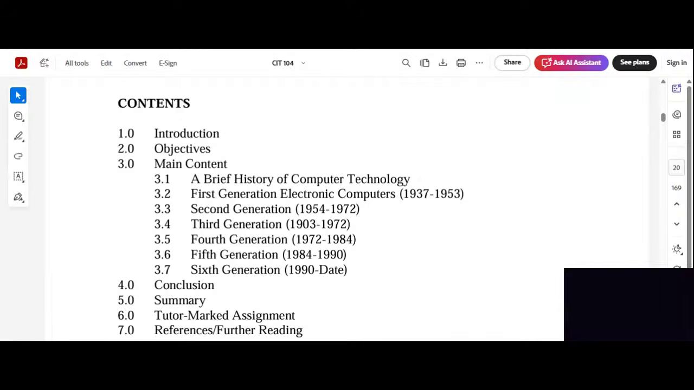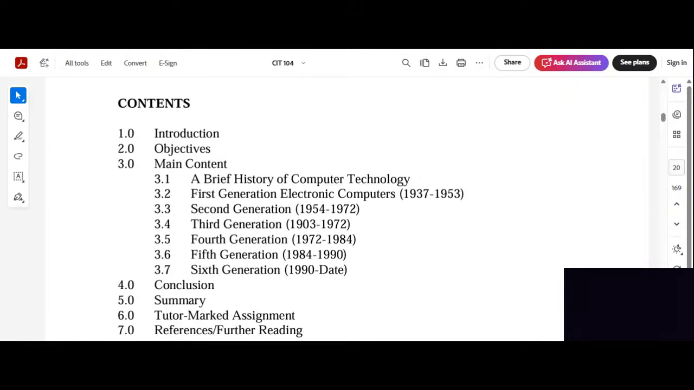In this unit, we'll talk about a lot of things. The first one is a brief history of computer technology. We move to first generation of computers, I mean electronic computers. This unit is what you've learned in unit one of your GST 103 in last semester. So if you read that material very well, you will find this unit as a kind of revision.